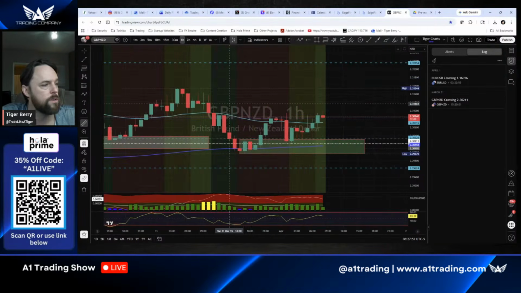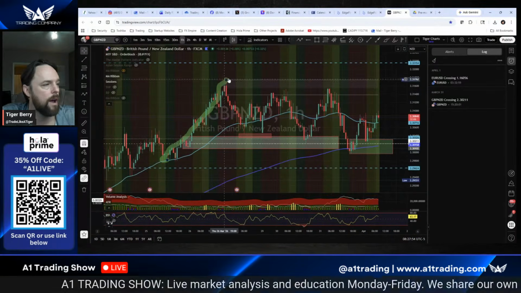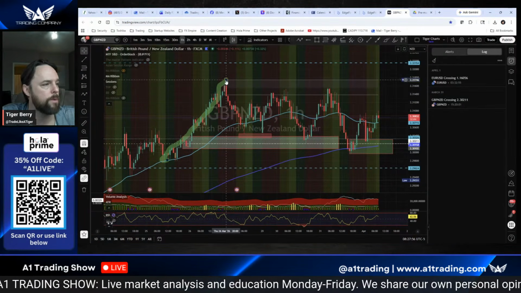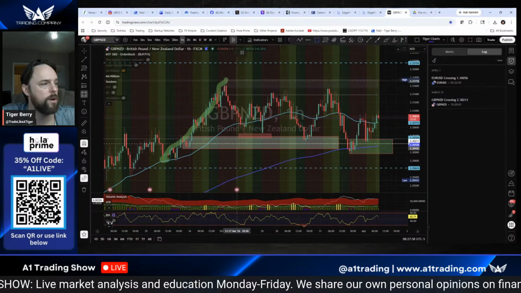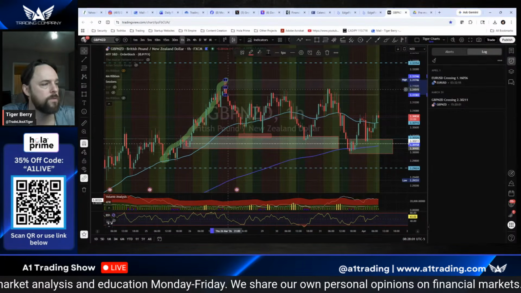But if we map this trade out, I would obviously want to keep alert with this supply zone that we had over here. And you can see where we got a reaction back downwards from this.